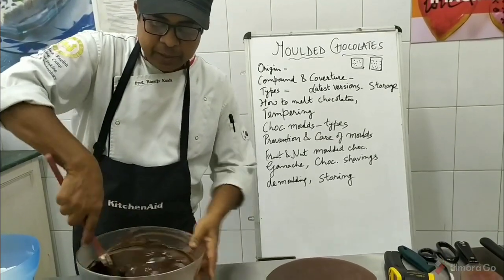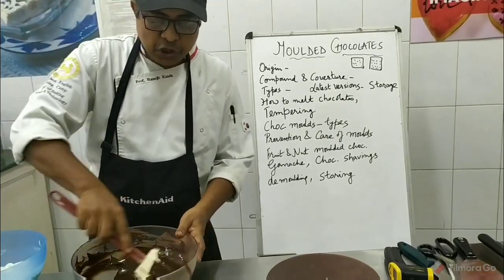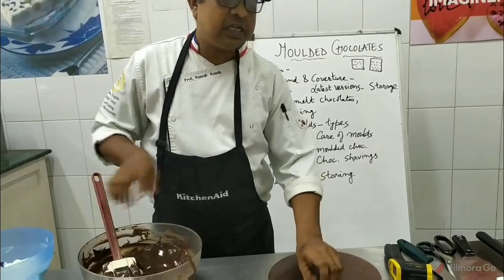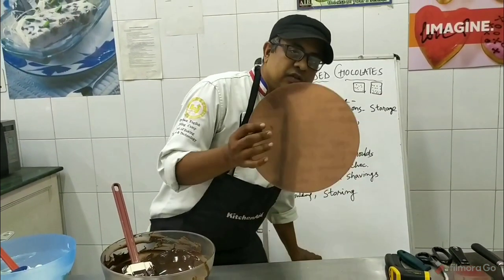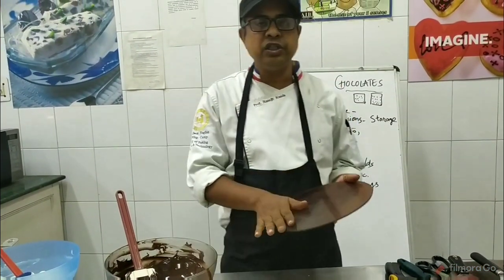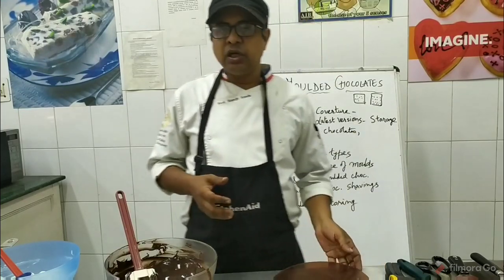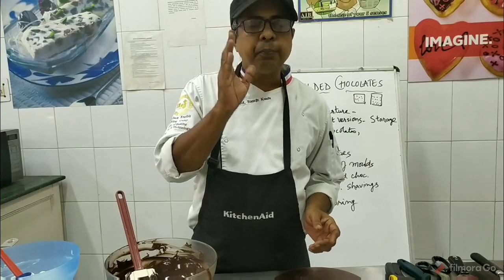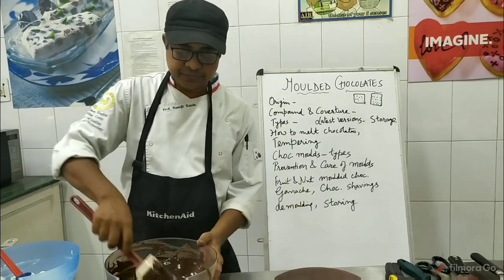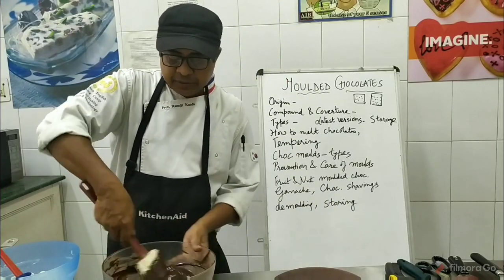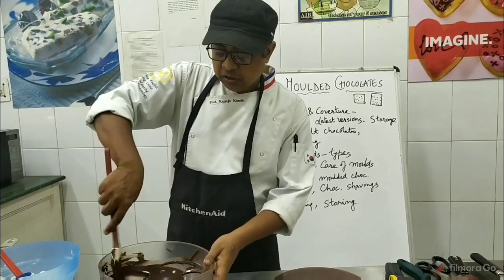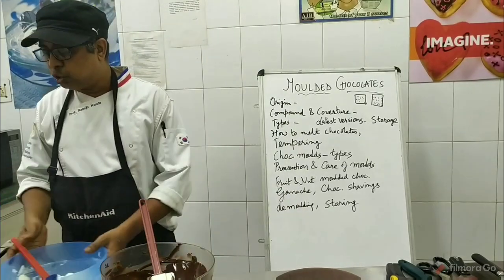So once I do the tempering, this chocolate I will be putting a little bit here on this polycarbonate sheet, so that I will show the flakes a little later. Flakes for the Black Forest cakes. And side by side, I will show you how to do the ganache also.